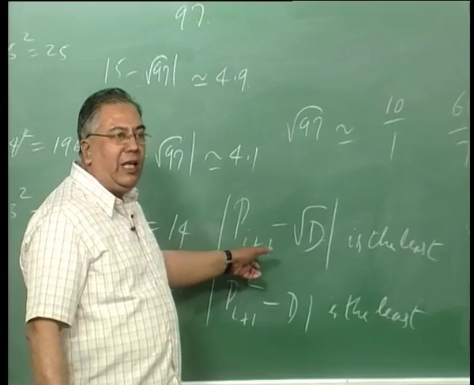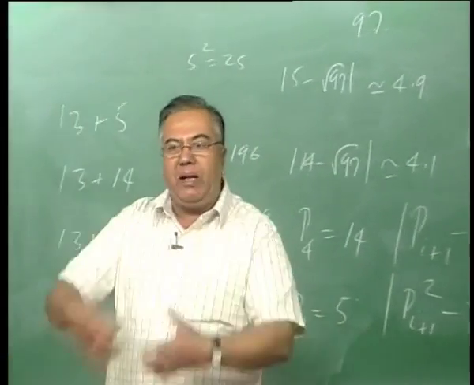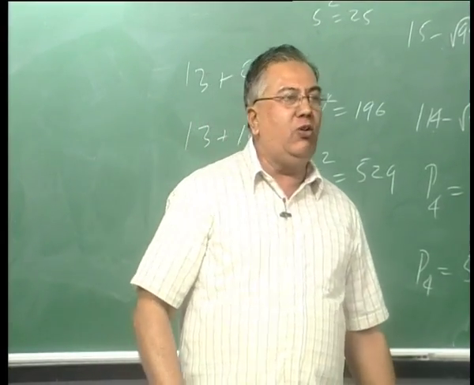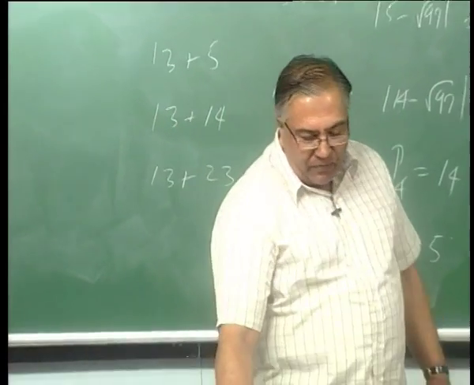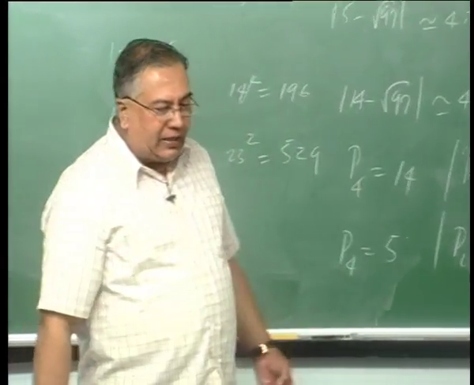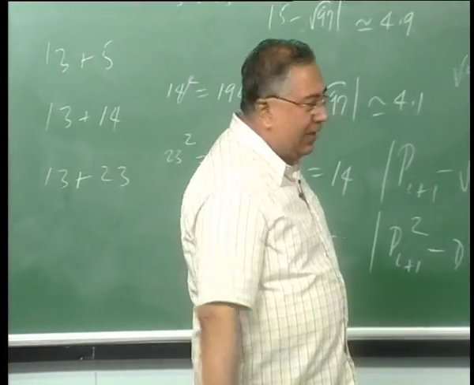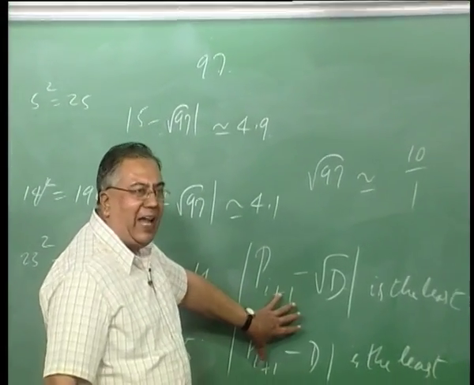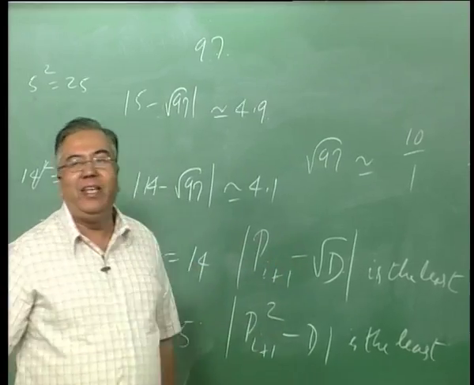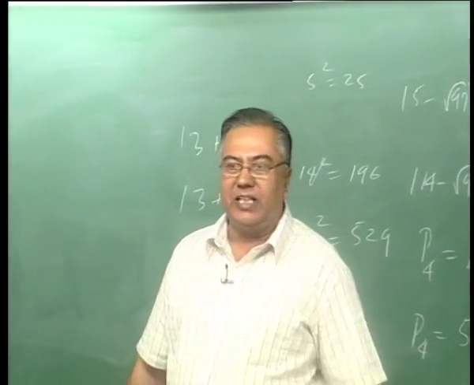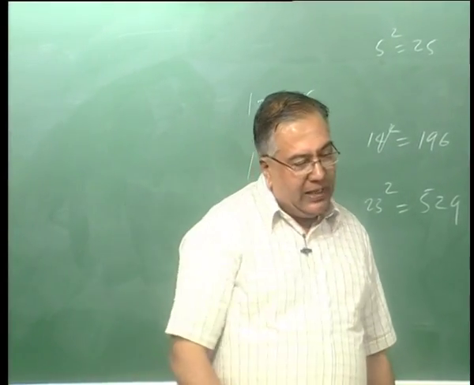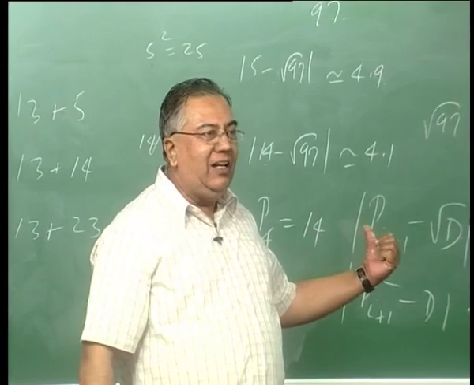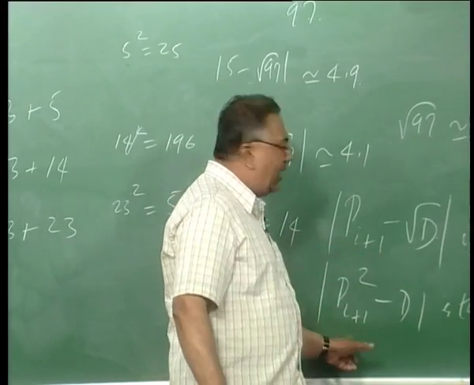Narayana in this step is choosing this condition, which if you implement continuously leads to a continued fraction known as the nearest integer continued fraction. This is the nearest integer continued fraction algorithm. So what Narayana seems to be doing in this example of 97, this is the only place where it differs. Because these two conditions are very close to each other, only rarely will you find them deviating from each other. Therefore, in this example Narayana is hinting that you can use the nearest integer algorithm as the condition for Chakravarti instead of this.